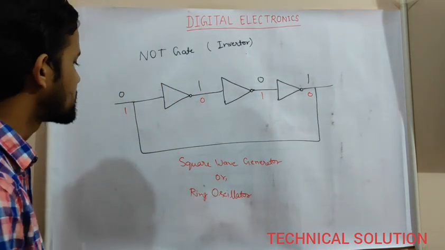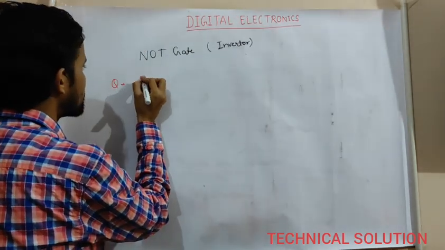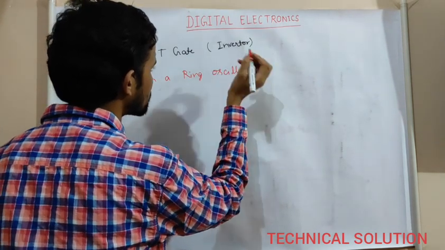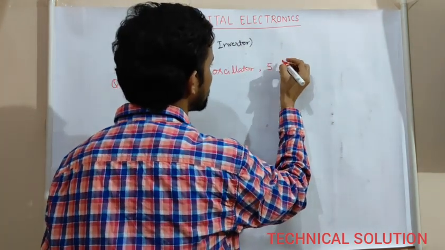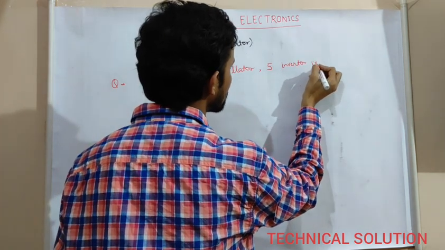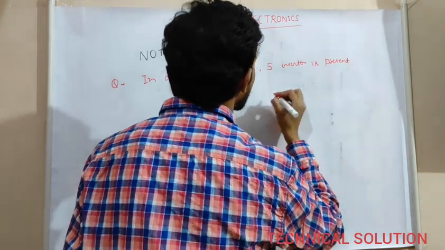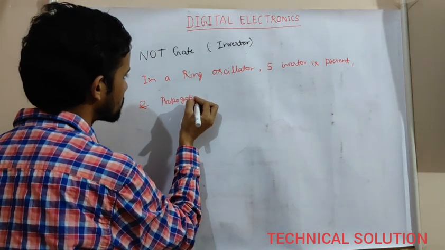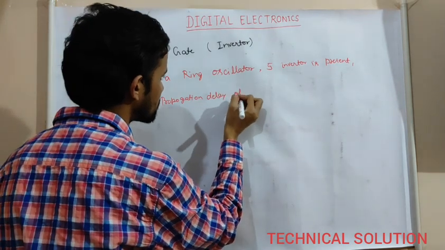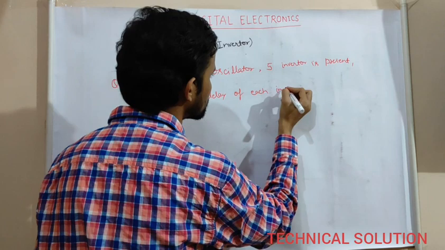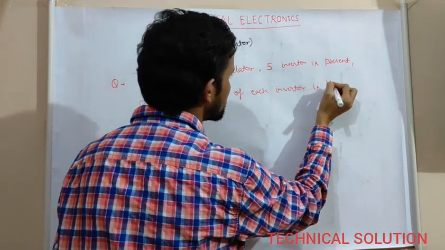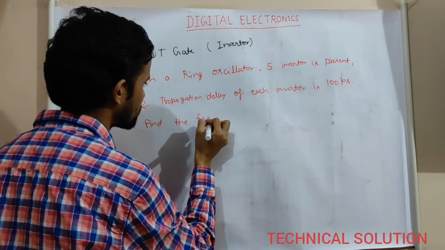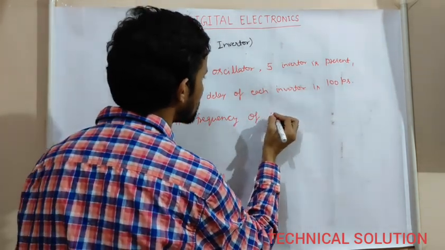Let us have a question on this. The question is like this: in a ring oscillator, five inverters are present, and the propagation delay of each inverter is 100 picoseconds. Find the frequency of operation.